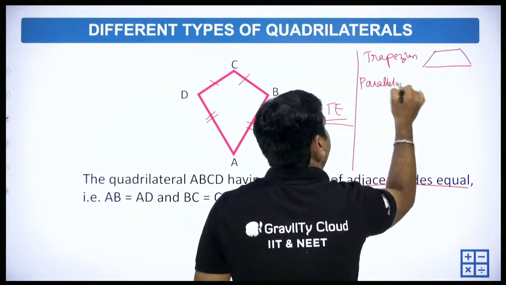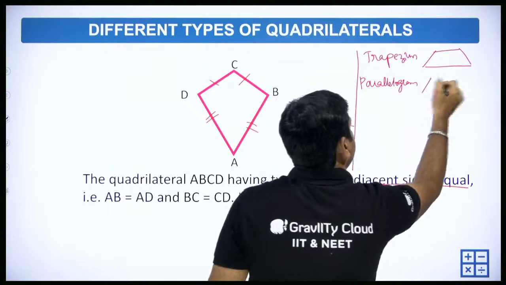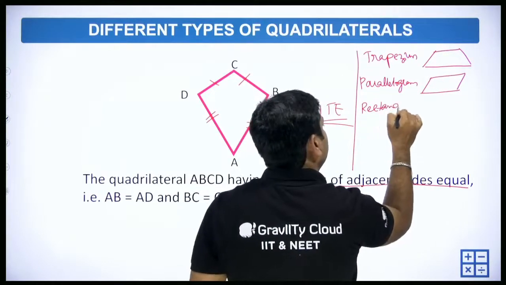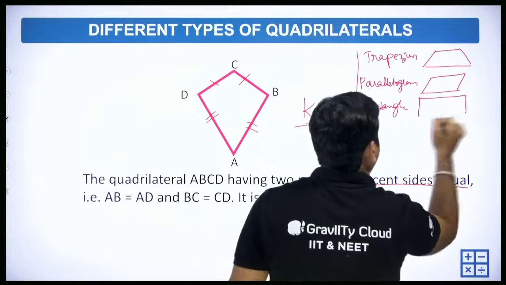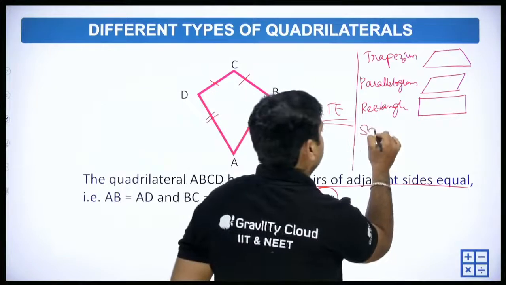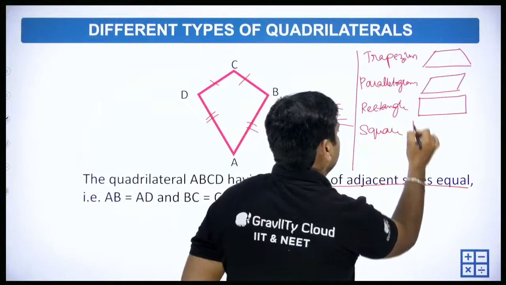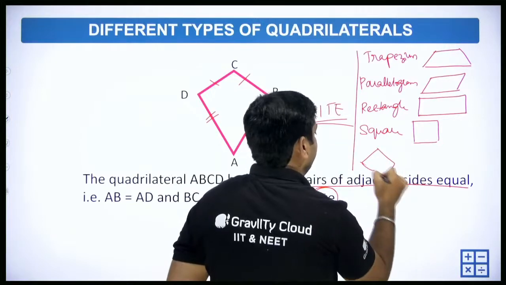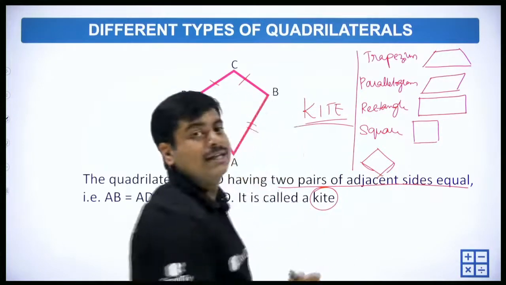We say it is a parallelogram. From there, we also got a rectangle where angles are 90 degrees, but not all the sides are equal in a rectangle. When all the sides are equal and all the angles are 90 degrees, we say that is a square. And this diamond shape, where adjacent sides are equal but angles are not 90 degrees, we say is a rhombus.